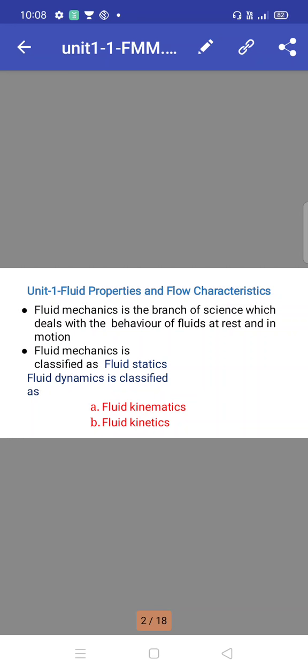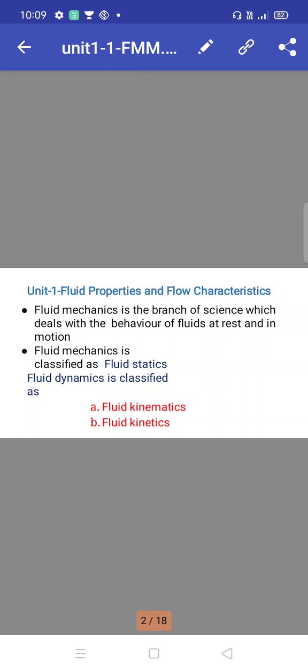The mechanics means how it will react, how it will move. So what are the different aspects of the fluid when we apply certain forces? What will be the reaction when we are applying forces, and what will be the reaction without forces? These are the things to be considered in fluid mechanics. That is the mechanics here.